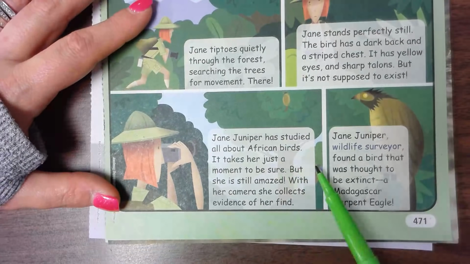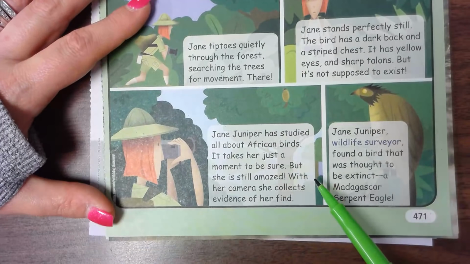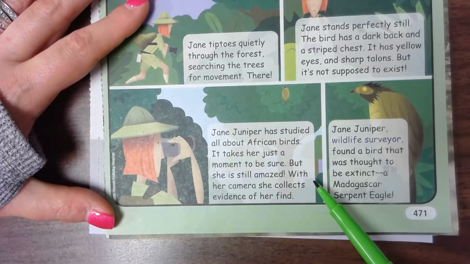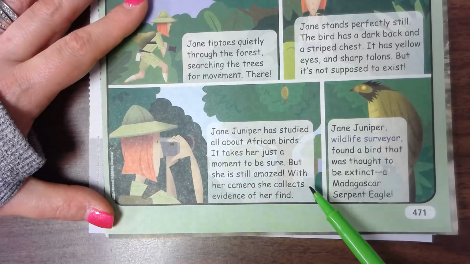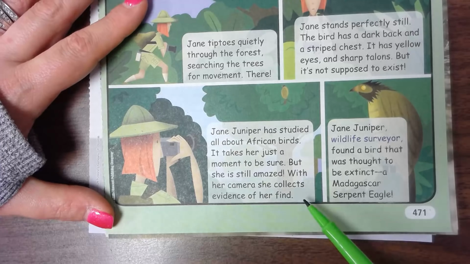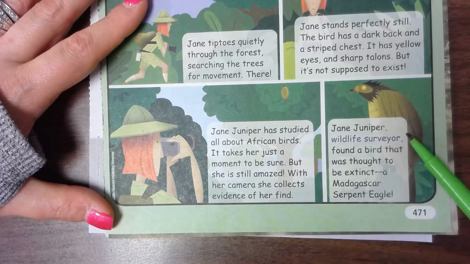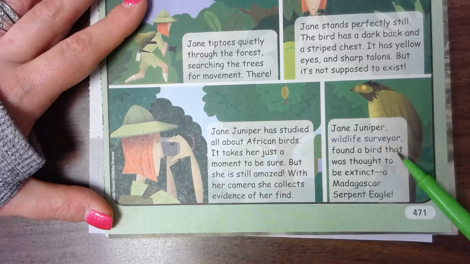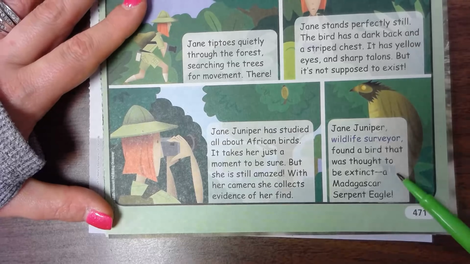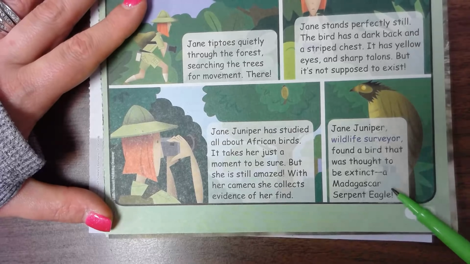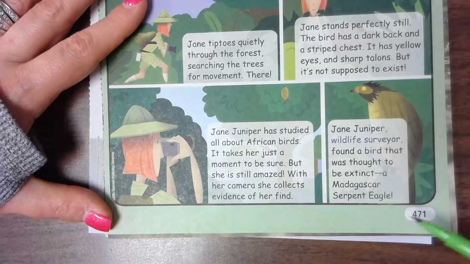Jane Juniper has studied all about African birds. It takes her just a moment to be sure, but she's still amazed. With her camera, she collects evidence of her find. Jane Juniper, wildlife surveyor, found a bird that was thought to be extinct, a Madagascar serpent eagle.